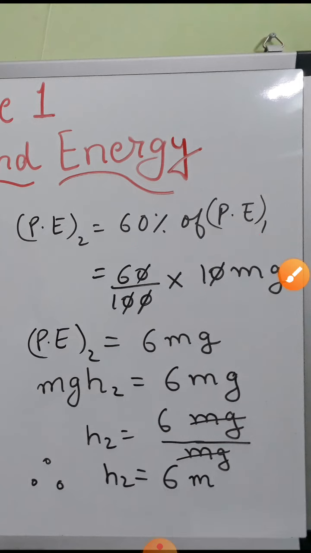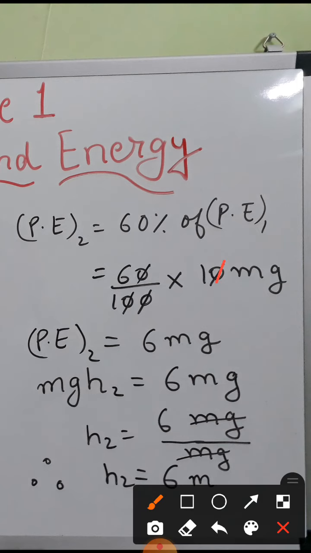Now here you have to cancel out the common zeros. You can see denominator 2 zeros are there and numerator 2 zeros are there. So these 4 zeros will get cancelled. So what is remaining? Only 6 mg will remain, 6 into m into g. So potential energy 2 is equal to 6 mg.